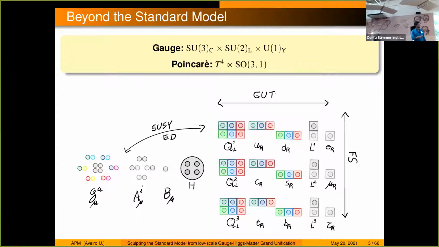Also, the gauge symmetry can be embedded in a more fundamental structure in the context of known grand unified theories.